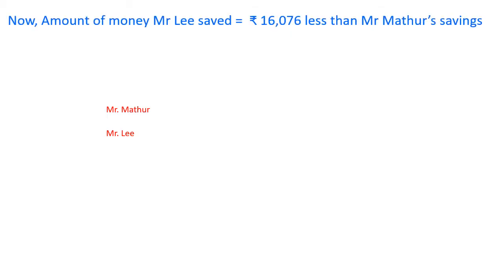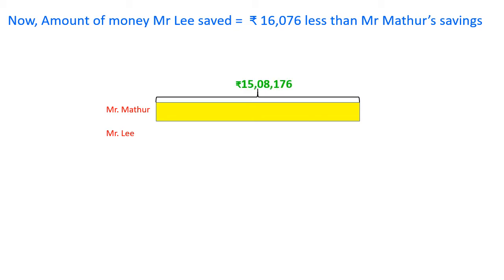Now here is the next part which is saying the amount of money Mr. Lee saved is equal to rupees 16,076 less than Mr. Mathur's savings. So as we have already calculated the amount of money Mr. Mathur saved, let's represent that here with this yellow bar which has a value of 15,08,176 rupees. And the amount of money Mr. Lee has as his savings is represented by this green bar.